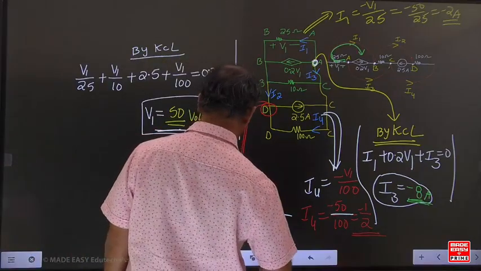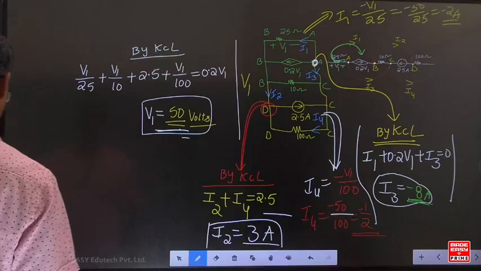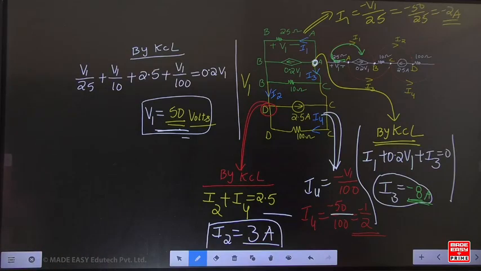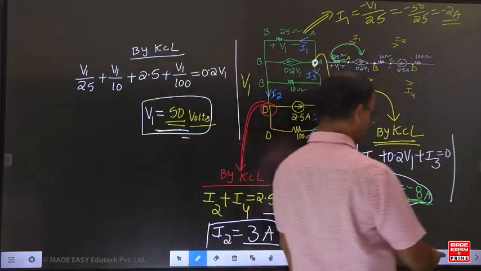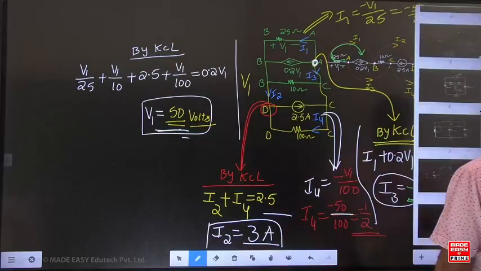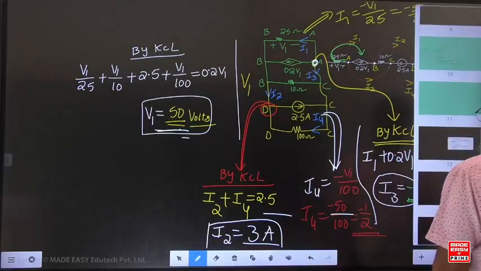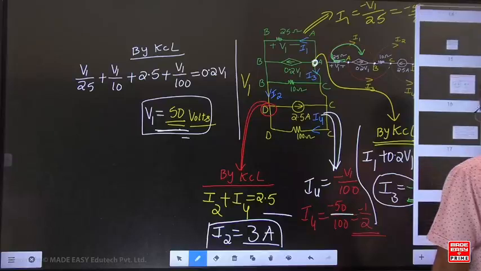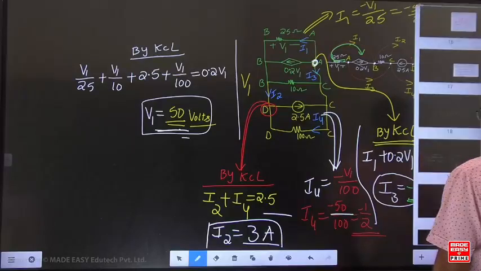Check it out. What is the I2 value? How much? 3 amperes. Okay, very good. In the next class, I will discuss some more problems on the nodal analysis.